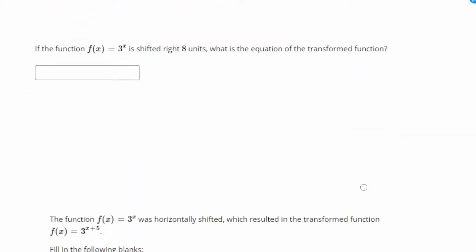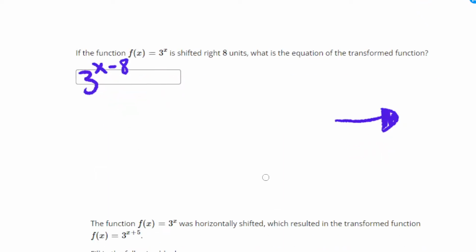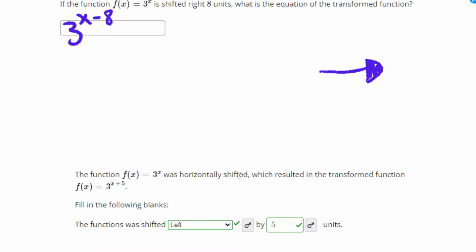The function f of x is shifted right 8 units. What is the equation of the transformed function? Okay, so we're going to the right? So we have 3 to the x, and we're going to actually do a minus 8, because we switch them. It switches. It's just like the quadratic equations. You'll see that in a lot of functions coming up, where it actually changes to the opposite.